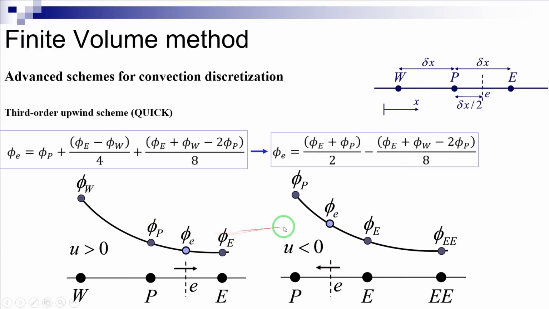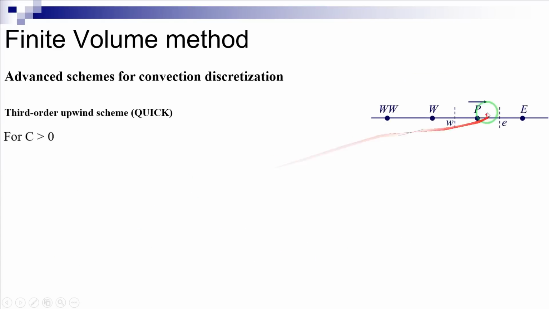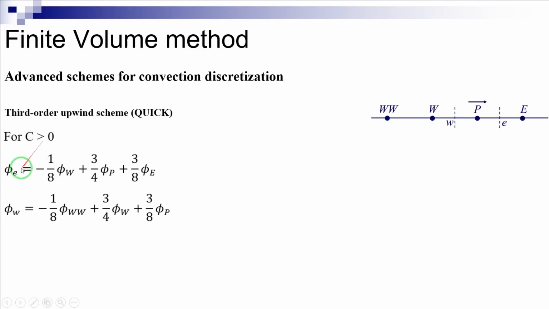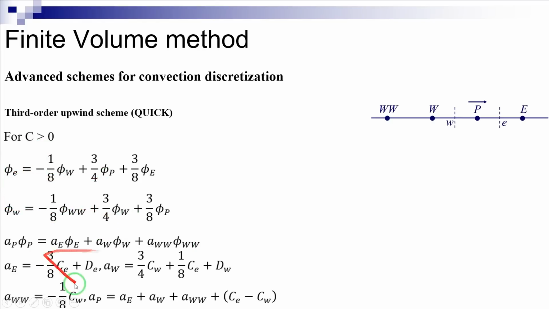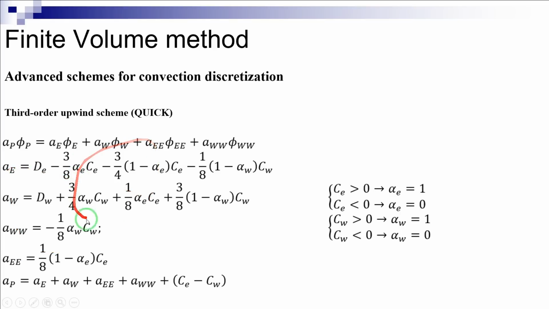For instance, based on this uniform one-dimensional grid, the values of phi at the western and eastern surfaces of the control volume P for C greater than 0 can be written as shown here. Therefore, the discretized equation in a standard form and its coefficients using the QUICK scheme is written as follows. The same equations can be obtained for C less than 0 based on the QUICK scheme. For a flow field in which a fluid can flow in different directions, a general relation can be written as follows, where alpha is defined as shown here.